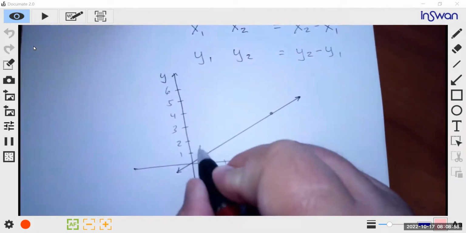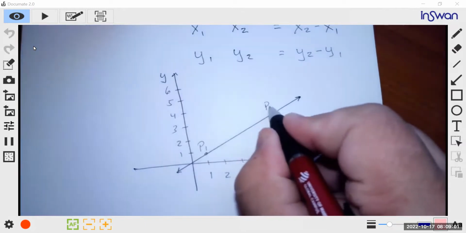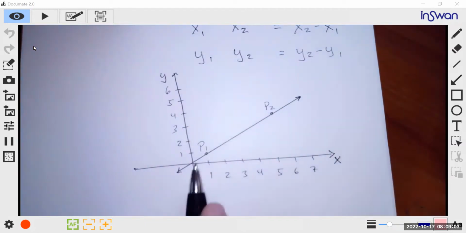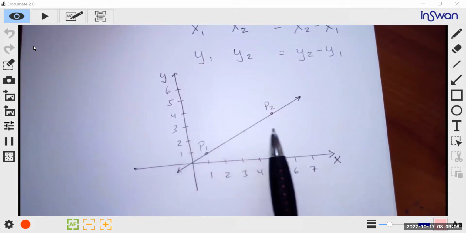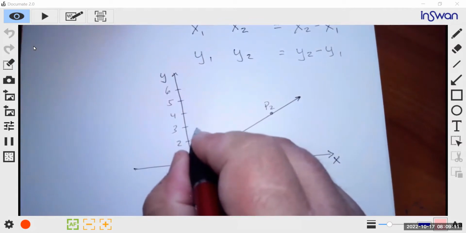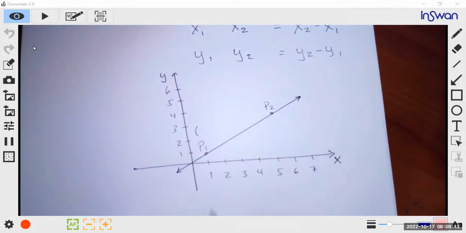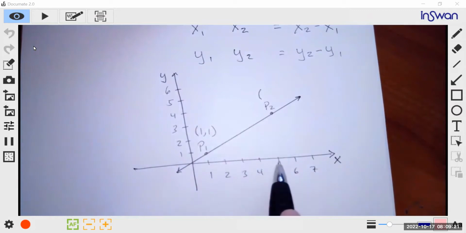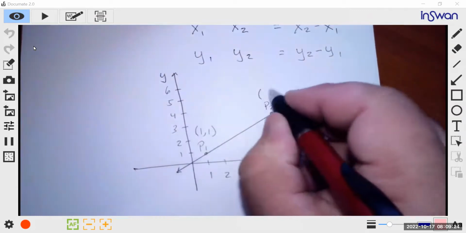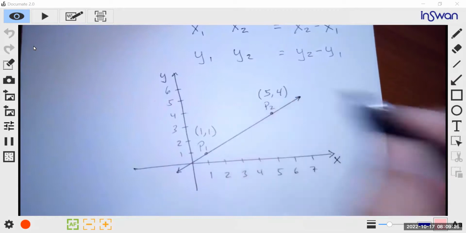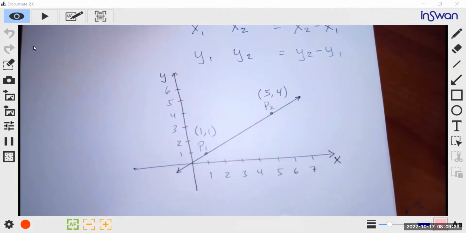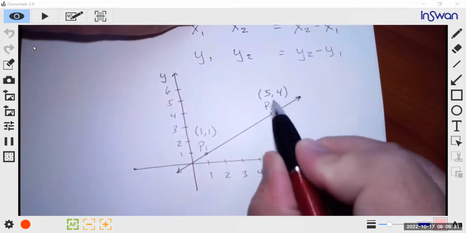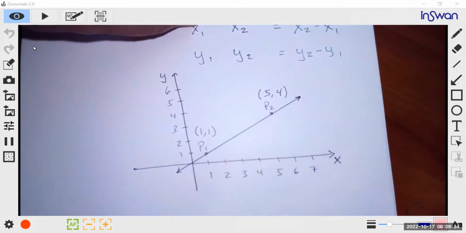So this is my first point. This is my second point. How do you know it's the first point? Because when you start off at 0, the first point you get to is that one. The second point you get to is that one. So what's the location of the first point? 1, 1. It's x1, y1. And the location of the second point? 5, 4. So those constitute the locations of both of those points.